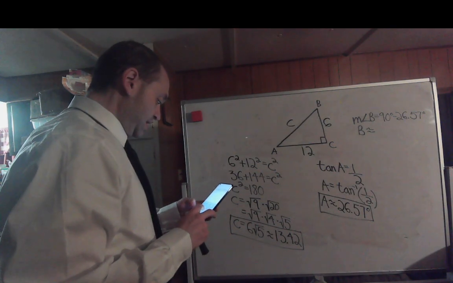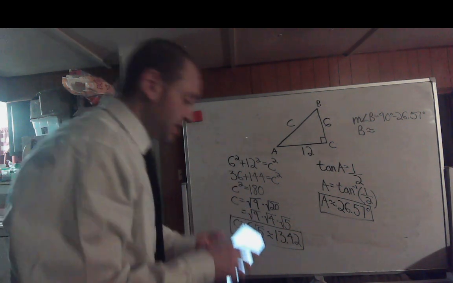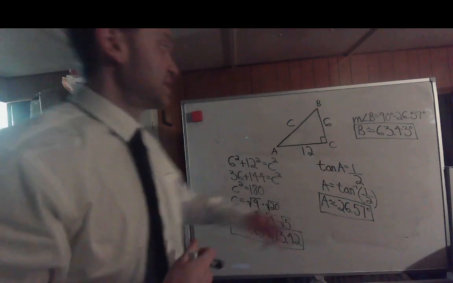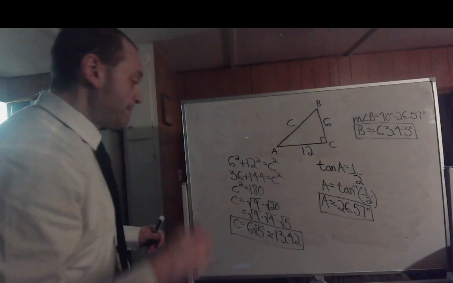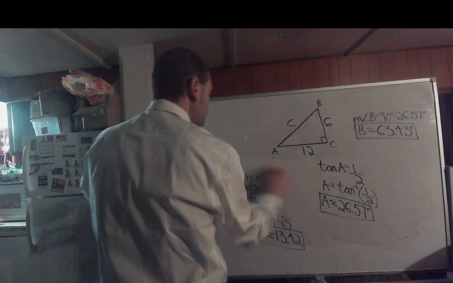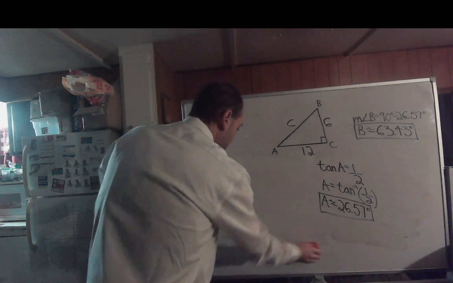Alright, so let's see, 90 minus 26.57 gives you approximately 63.43 degrees. So we get that angle B is approximately 63.43 degrees. So yes, it is a little bit different when you don't know any of the two angles of the right triangle and you're only given two sides.